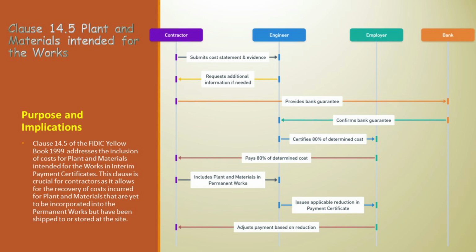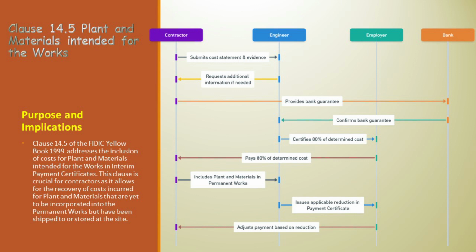The sequence concludes with the employer's action. The employer adjusts the payment based on the reduction in the payment certificate. This sequential framework within Clause 14.5 ensures a systematic and transparent process for managing and financing plant and materials in construction projects. From the contractor's initial cost submission to the employer's final payment adjustment, each step is integral to maintaining financial clarity and contractual integrity.